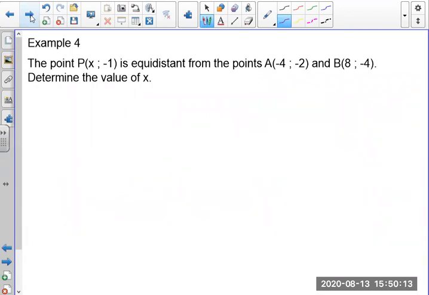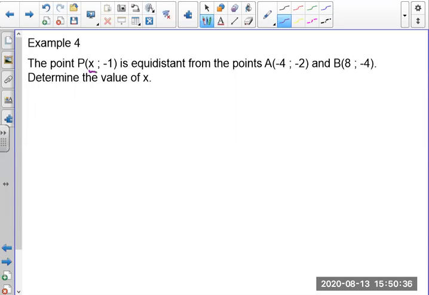They say the point P, which is x and -1, is equidistant from the points A, which is -4, -2, and B, 8 and -4. Determine the value of x.